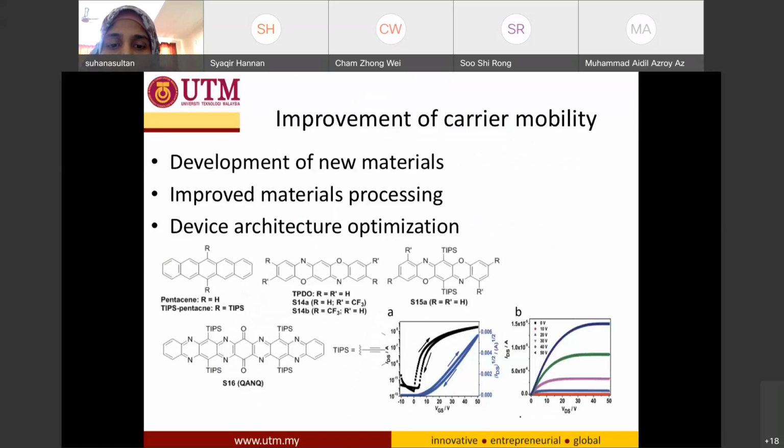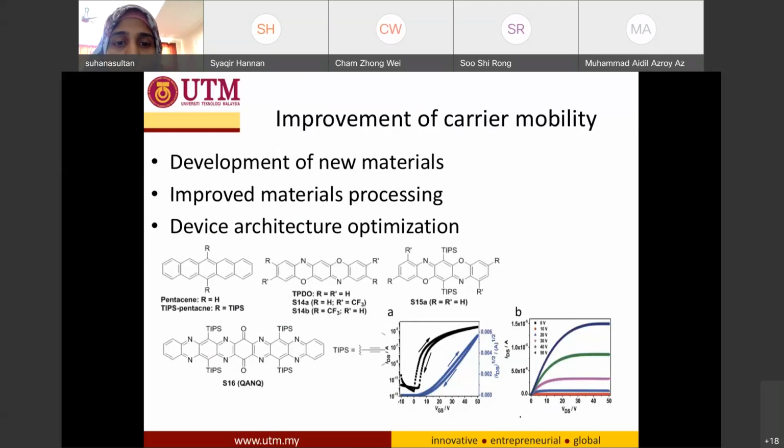So although very low mobility was obtained for organic semiconductors, they have improved the carrier mobility. So far, there is a vast improvement, maybe 10 or more orders of magnitude. Okay, why? Because scientists keep on exploring new materials.